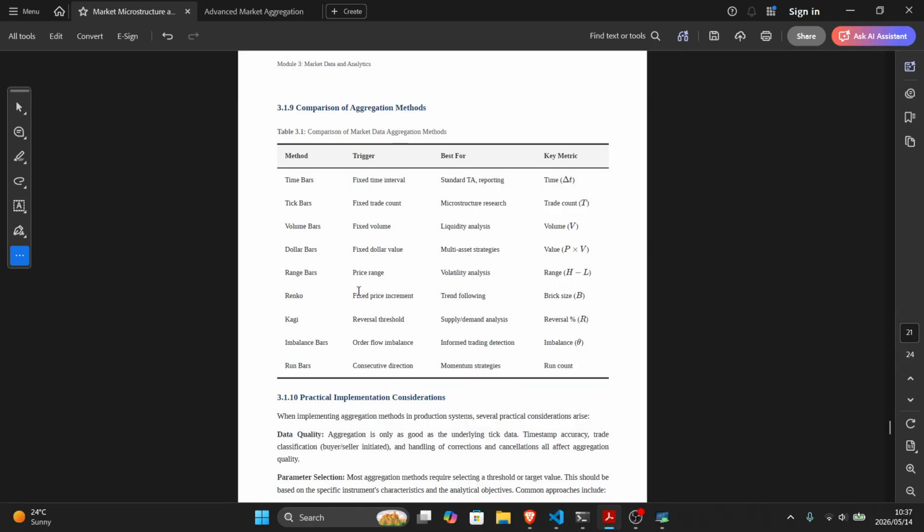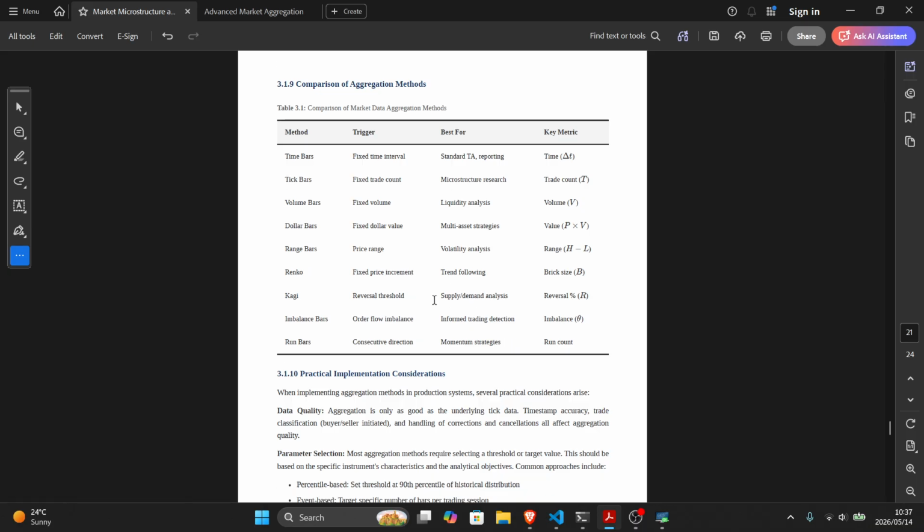Renko are triggered by a fixed price increment, and they're best for trend following. Their key metric is brick size. Kagi are triggered by reversal thresholds, and they're best for supply and demand analysis, and their key metric is reversal percentage R. Imbalance bars are triggered by order flow imbalance. They're best for informed trading detection, and their key metric is imbalance, or theta. Run bars are triggered by consecutive direction, best for momentum strategies, and their key metric is run count.